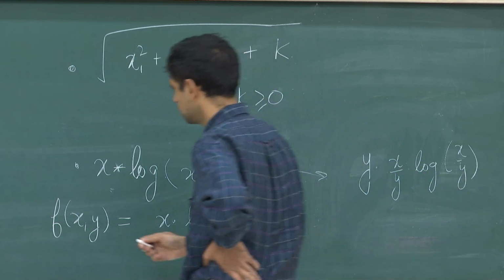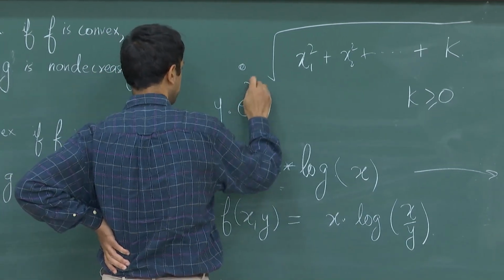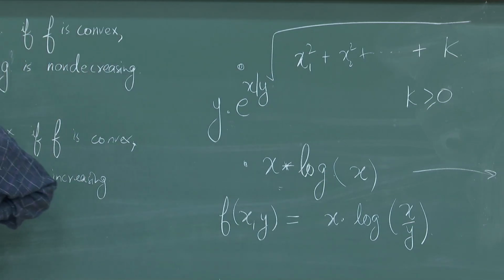Okay, what about this function? One more example. Okay. y e to the power x upon y. This is perspective with respect to e to the power x. Okay, so this must be convex. All right.